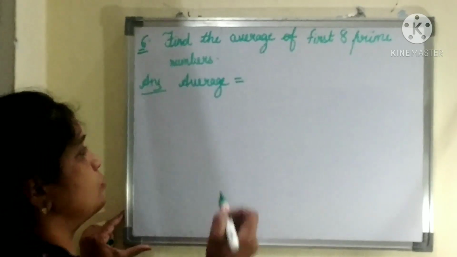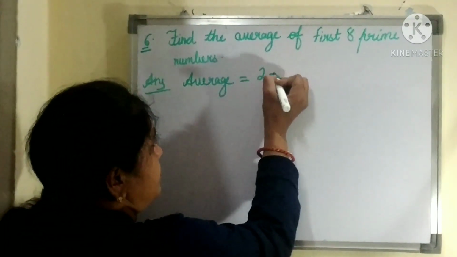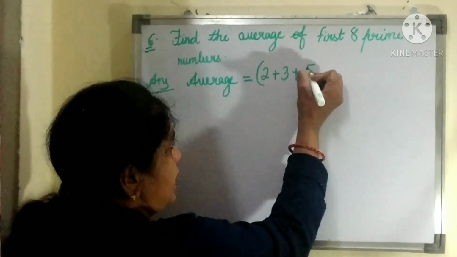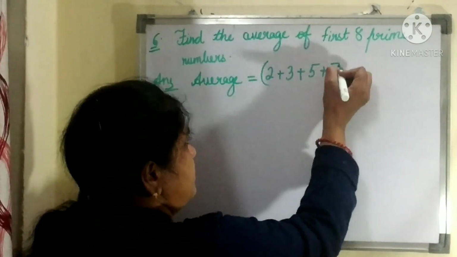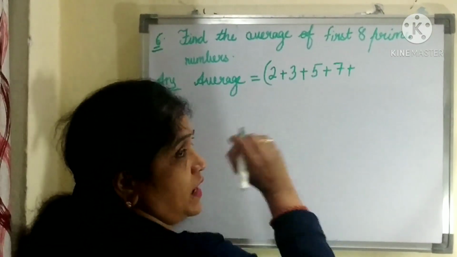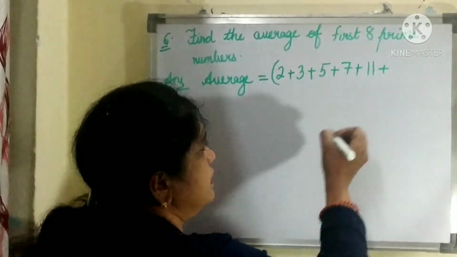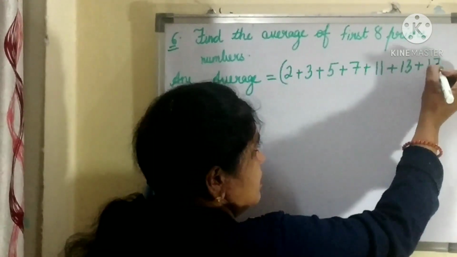Now average is equal to, write down all the prime numbers, first 8 prime numbers. 2 is a prime number. Okay. Then 3 is a prime number. 5 is a prime number. Then after 5, 7 is a prime number. Okay. After 7, 9 is not a prime number. So 11 is a prime number. Then 13 is a prime number. Then 17 is a prime number.